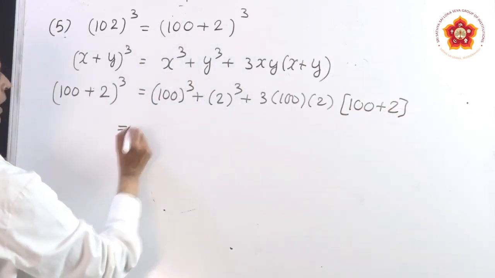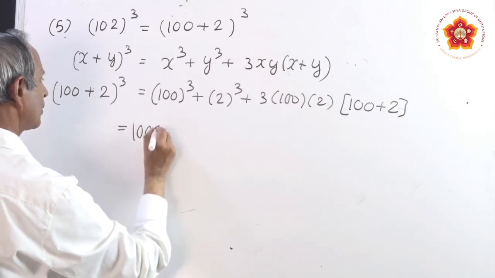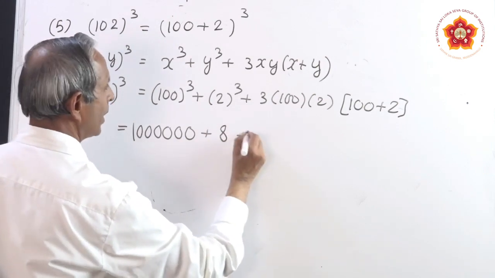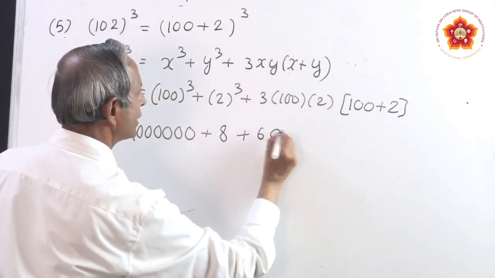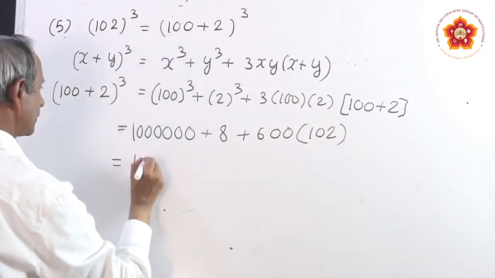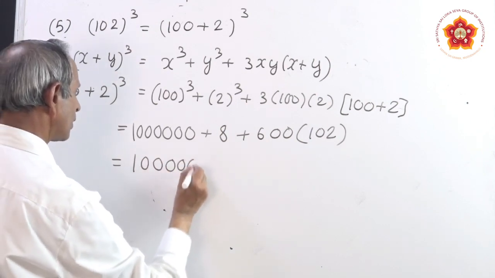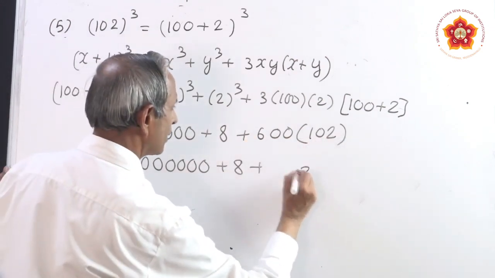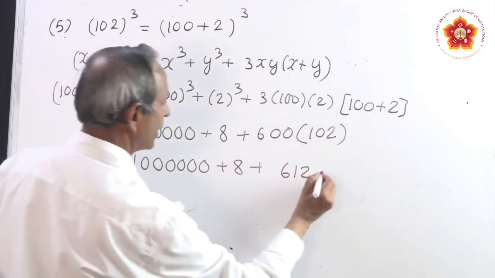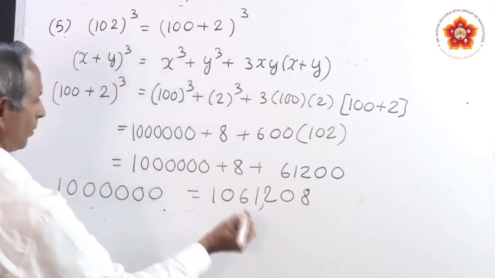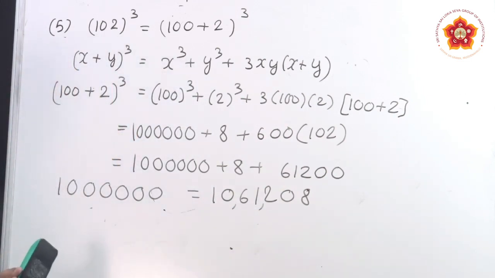Then you will get 100 cube becomes 1 followed by 6 zeros, then 2 cube becomes 8, plus 3 into 2, 6 into 100, 600 into 102. Now you will get plus 8 plus multiply by 6, then put 2 zeros here, you will get this answer. Now you have to add all these things. The final answer is 10,61,208 is the answer for this problem.